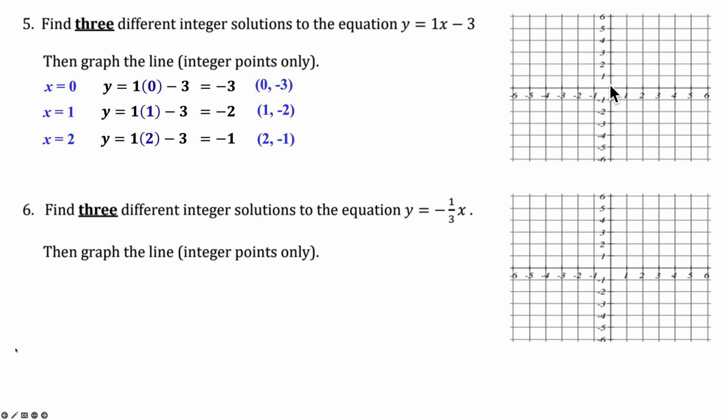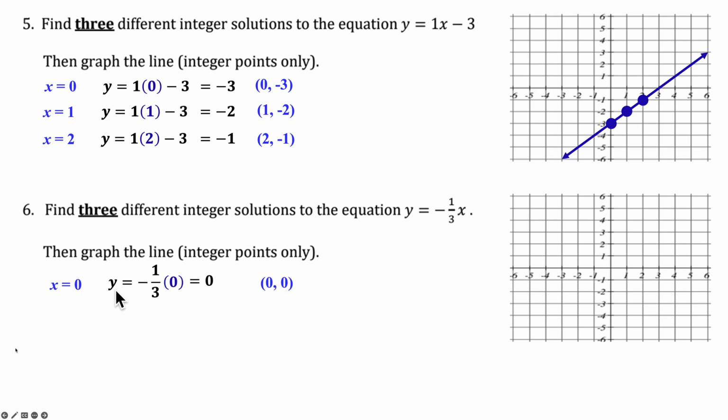We'll plot our points. 0, negative 3, 1, negative 2, 2, negative 1. And then draw your line. Again, now we have y equals negative 1/3 x. Again, I'm going to start off with 0, plugging in 0. That will give me a 0.